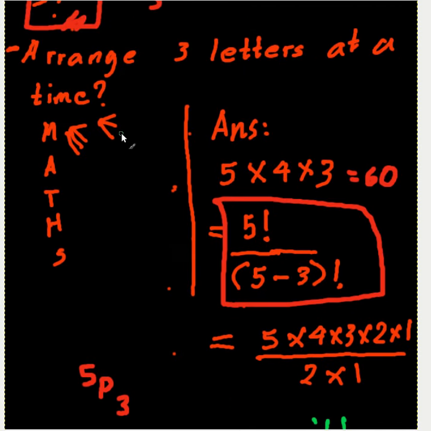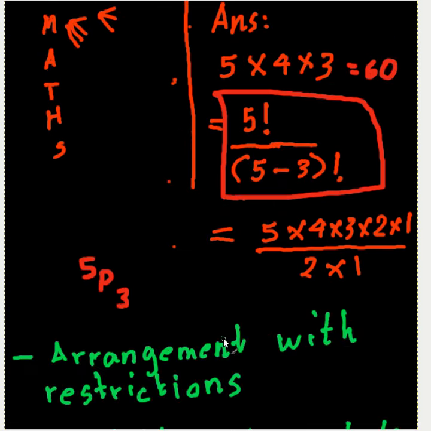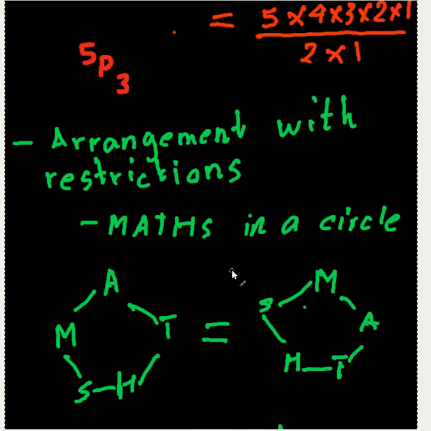So that's the first stage, where we dealt with restrictions. The restriction was that you can only choose 3 letters, 3 letters at a time, and that's the length of my word. So remember, it's 5P3, which is 5 factorial over (5 minus 3) factorial. The second thing that we're going to do is, how do I arrange MATHS in a circle?